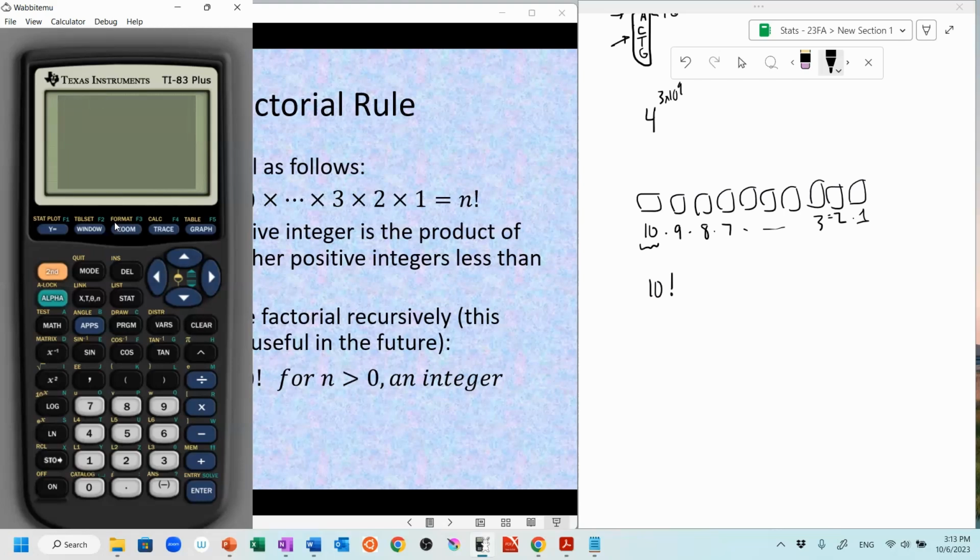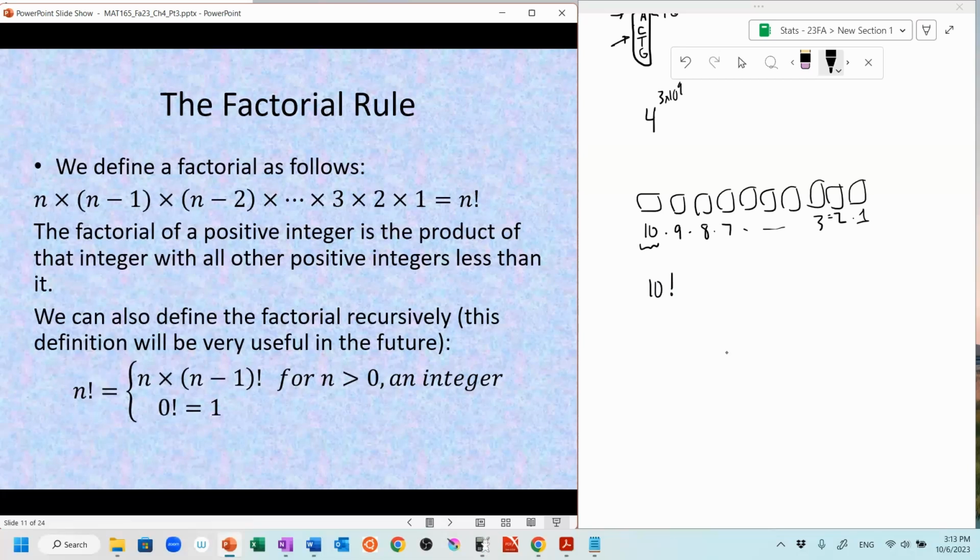So if I want to compute 10 factorial, I type in 10, and then I navigate to that factorial operator. Math, go to the right to the probability menu, go down to the factorial operator, then hit enter. We have 10 factorial entered. Now we can hit enter again, and that's our 3.6 million answer that we had before.